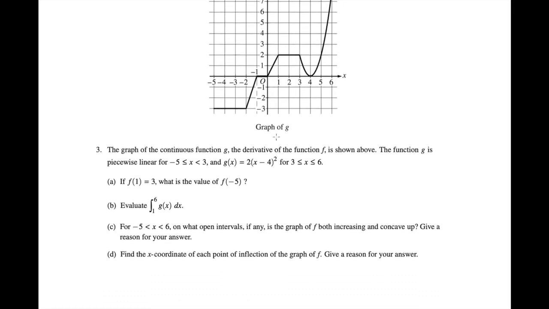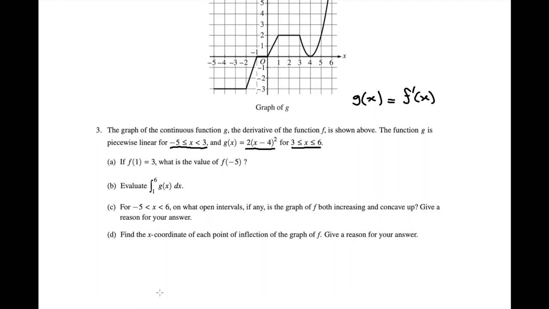So we're given the graph of this function g over here, and we're told that g of x is a continuous function, which is the derivative of some other function f of x. Right? Doesn't actually tell us anything about f of x, but we're just told that g of x is the first derivative of f of x, right? So that's given to us. We're also told that g of x is piecewise linear for this interval here from -5 to 3, not including 3, and that it takes on this quadratic, which is 2 times this quadratic here. It takes on a quadratic from 3 to 6. Great, so now we're being asked a couple of questions.